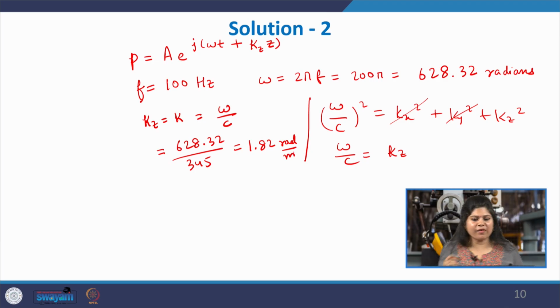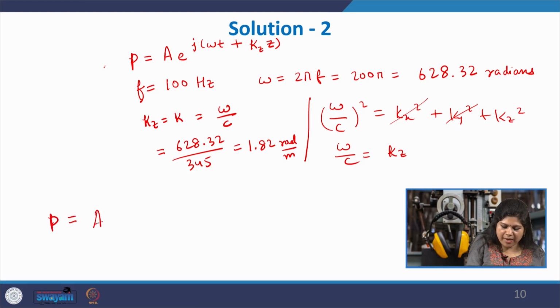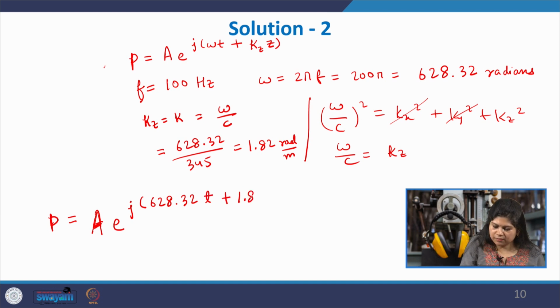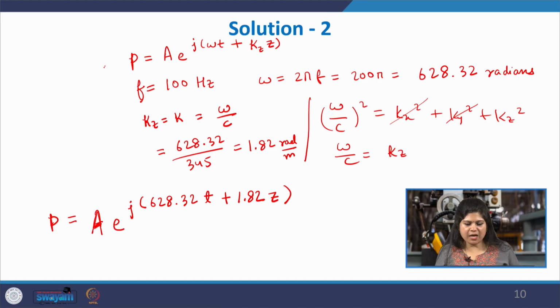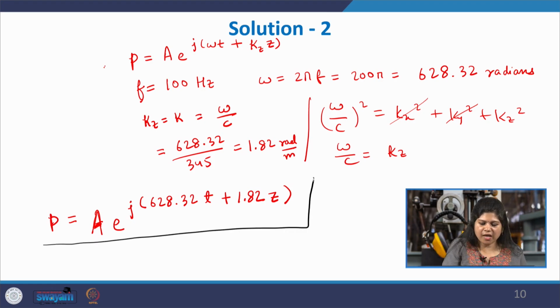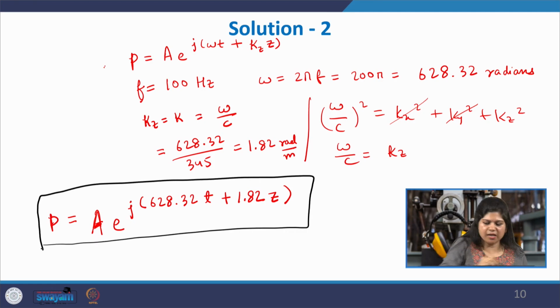So, we substitute these values into this particular equation. The equation comes out to be P equals some amplitude A e to the power j, omega t plus k z, with these values. Okay. So, this becomes our answer. Are we given any further information? No, we are not given any more information. So, we cannot find out what the amplitude is. So, we leave the answer here.